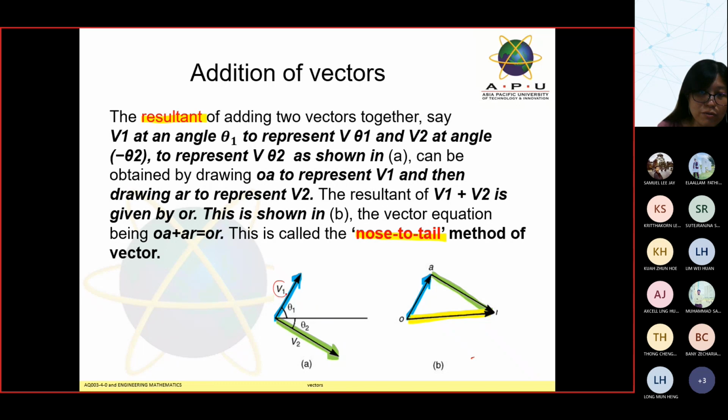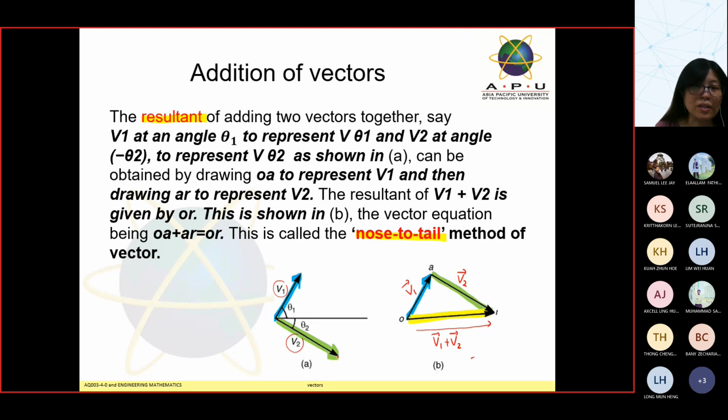So you can see you have V1, you have V2. Here we draw V1 with the same direction and the same length. Then we draw V2 again with the same length and the same direction. Then the vector that we get here, the yellow one with this direction, is the resultant vector, the adding of the two vectors. Okay, for your information.